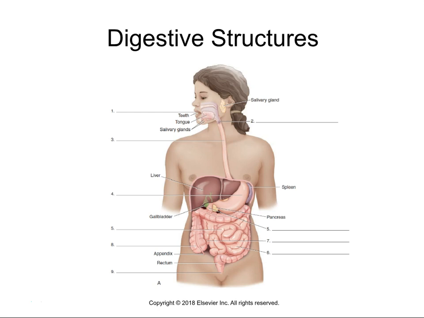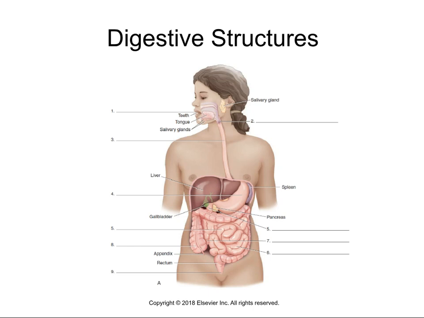There are 3 parts to your small intestines, and they are labeled 5, 6, 7. Part number 1 is duodenum. That's number 5. The second part of the small intestines is the jejunum, which is number 6. And the last part of the small intestines is the ileum, which is number 7. Undigested food passes to the large intestines, which is number 8, where much of the water is absorbed. It is then stored in the rectum until it's eliminated through the anus, which is number 9.